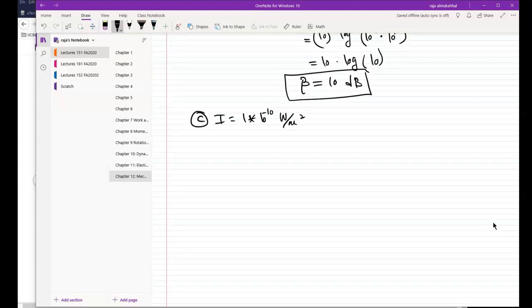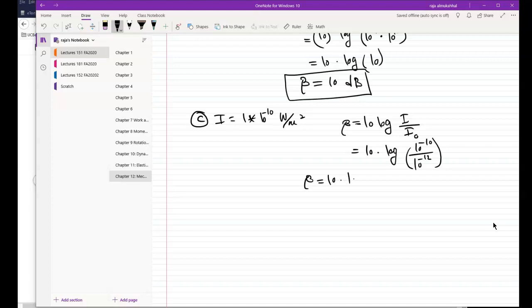So we have here beta equals 10 log I over I naught. So that will be 10 times log 10 to the negative 10 over 10 to the negative 12. And that gives me beta is equal to 10 times log, what is that, 100? And what is log 100? That will be 2, right?